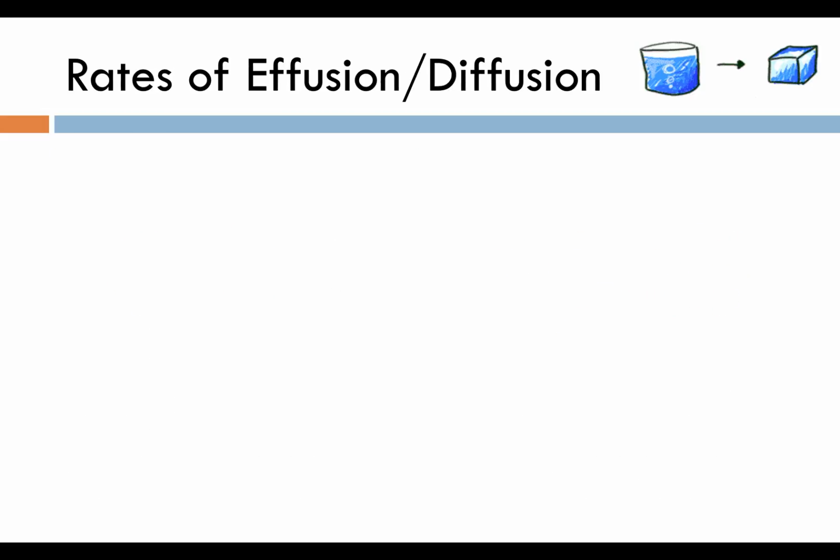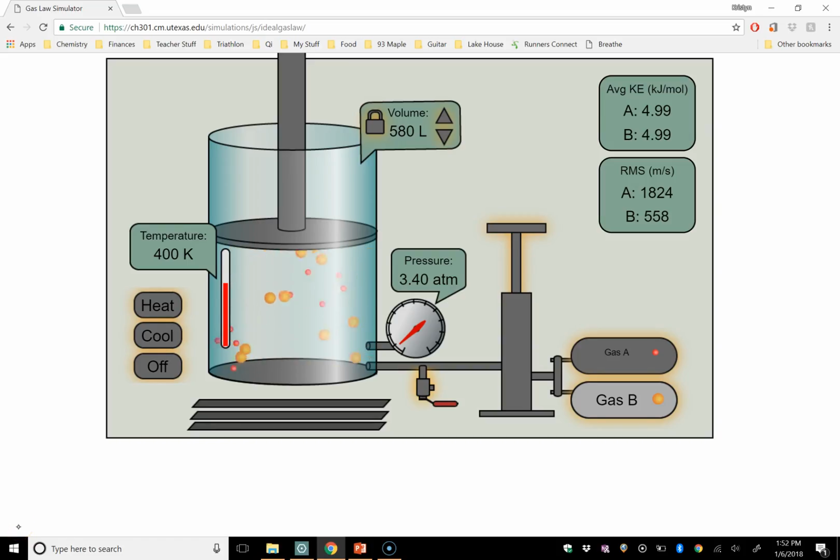That still doesn't necessarily get us to figuring out the rates of effusion and diffusion. Before we do any calculations, I'm going to go back to the gas simulator for just a moment. All right, we've used this simulator before. If you look, we've got the temperature, pressure, and volume all staying constant. They happen to be at 400 K, 3.4 ATMs, and the volume's 580 liters. Kind of unimportant at this point in time.